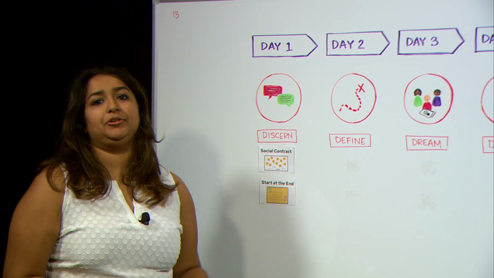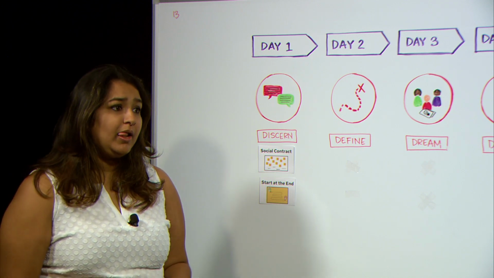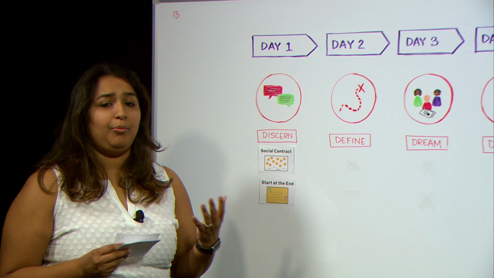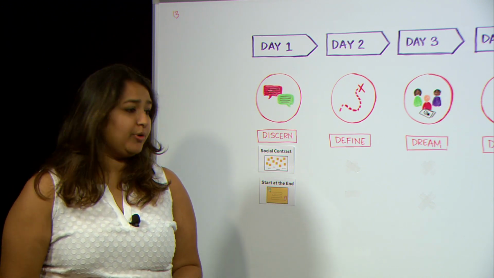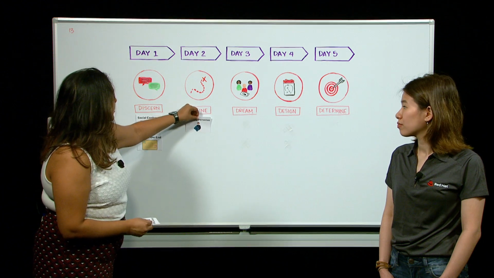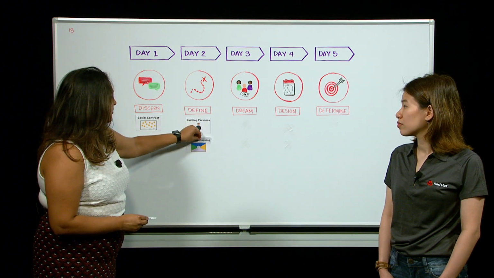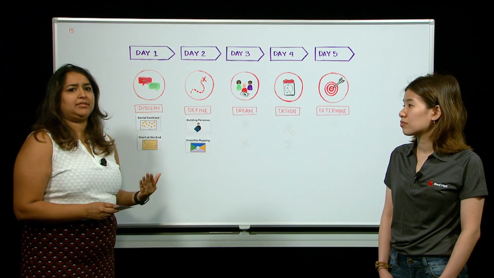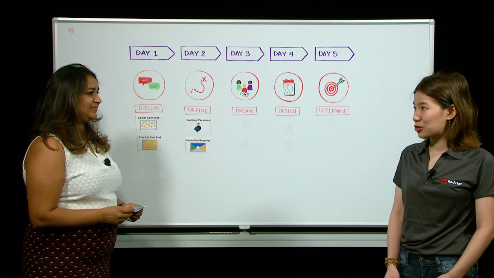Then, day two, we define. This is where we jump into the shoes of our users and understand what they want. This helps us build a better prototype for them. We do this by building out some of our personas and using practices like empathy mapping to relate to our end users.